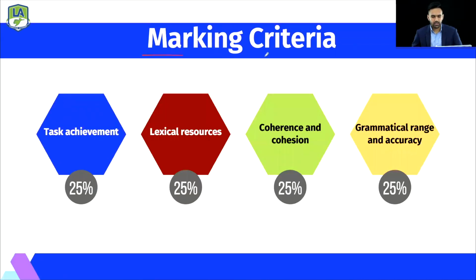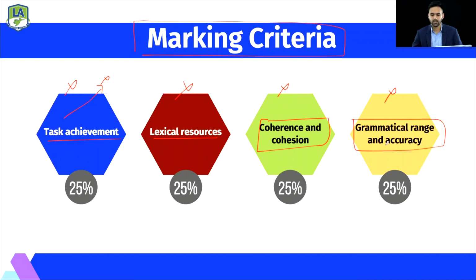What is the marking criteria? In Writing Task 2, you will be evaluated on four parameters: task achievement, lexical resources, coherence and cohesion, and grammatical range and accuracy. Task achievement refers to whatever is stated in the essay prompt, the essay topic: have you addressed each and everything. Lexical resources are basically your vocabulary. Coherence and cohesion is the flow of your essay. Grammatical range and accuracy means you have used a variety of sentences and your grammar is accurate. All four parameters have equal weightage.